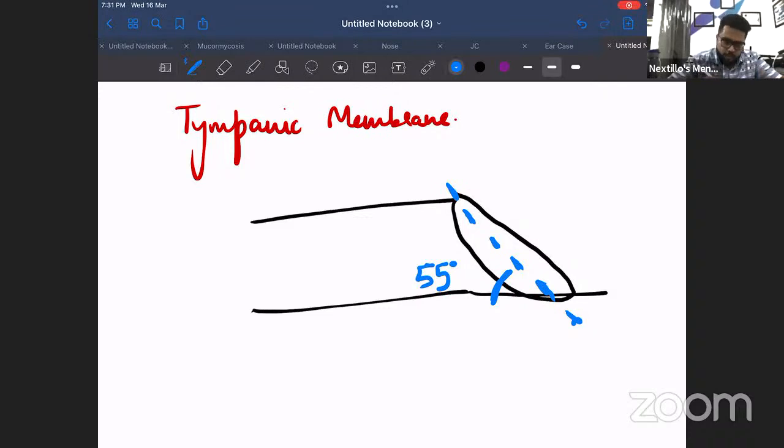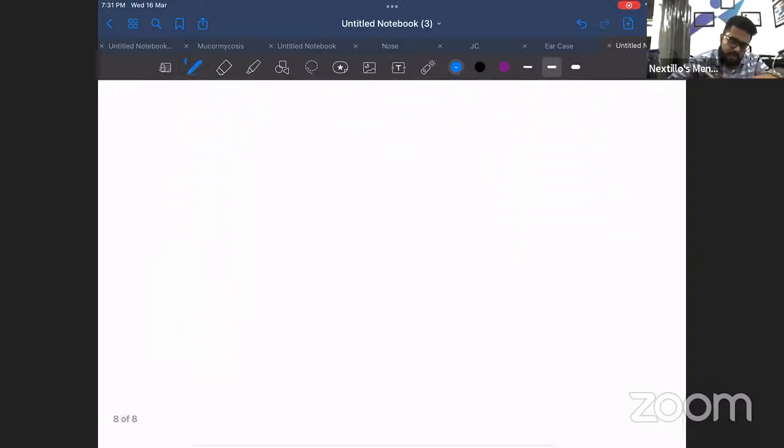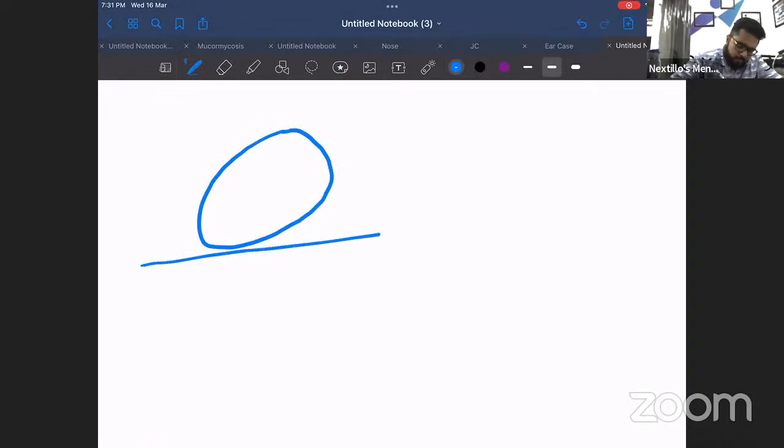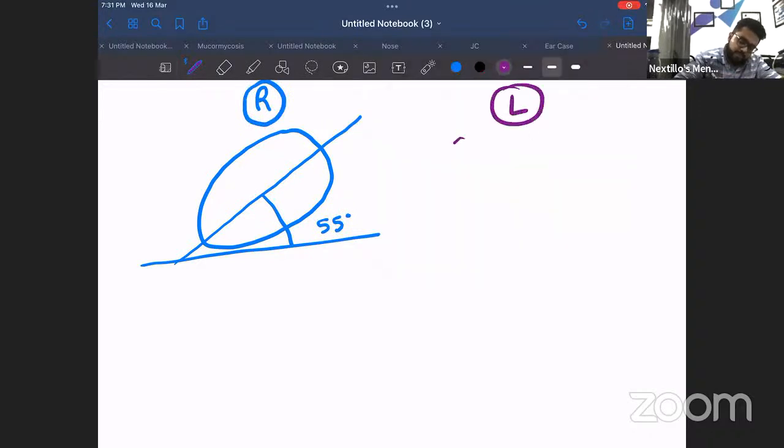Yeah, we'll continue. So this angle of 55 degrees, if you can see, it's making with the inferior wall. It makes the same angle with the anterior wall as well. So this cut section, we'll see that it is forming an angle of 55 here. Then when we draw the tympanic membrane, we'll find it will always be like this at an angle of 55 degrees with the anterior wall as well. So this will be the tympanic membrane on the right side, and on the left side it will be like this.